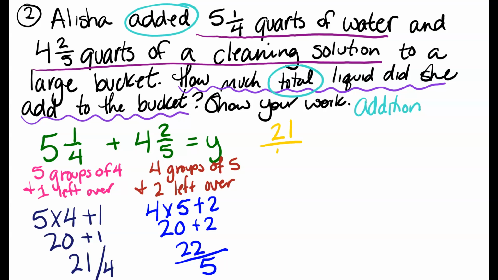21 over 4 plus 22 over 5. But the next thing I notice is when I'm adding, I know I need to make sure my denominators are the same, and currently I do not have a common denominator. So I'm going to have to find the least common multiple between 4 and 5 to find out what my fraction really should be over.